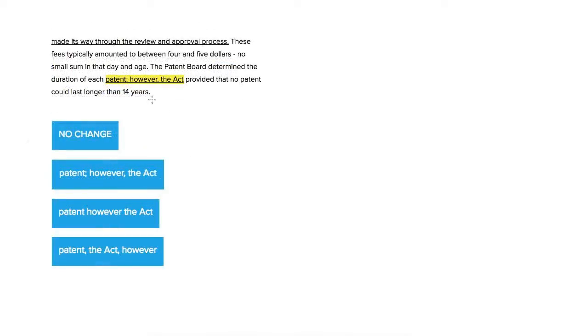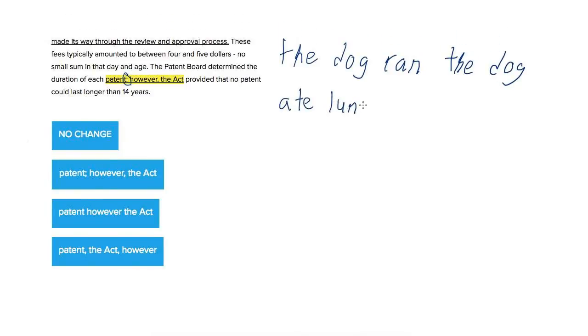So this question is testing the punctuation that we're using right here. So I want to begin by talking about a semicolon and when to use it, and also when you can't use commas. So let's say we have a simple sentence like, the dog ran. The dog ate lunch. Ignore this T, that's supposed to be capitalized, my bad. So we're talking about this punctuation right here.